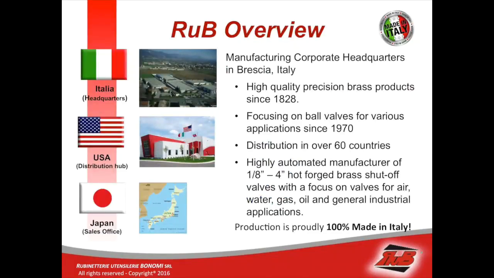First, a little information on RuB the company. RuB is an Italian manufacturing company that traces its roots back 7 generations to 1828. RuB headquarters are in Brescia, Italy, with a North American distribution warehouse in Shakopee, Minnesota, and sales office in Tokyo, Japan. RuB has distribution in over 60 countries and focuses on 1/8 inch to 4-inch hot forged brass ball valves for air, water, oil, and gas in industrial applications. All RuB products are proudly 100% made in Italy.